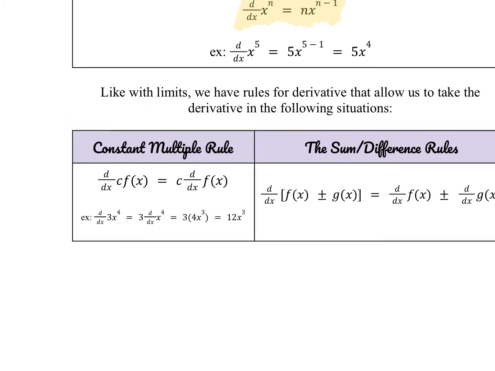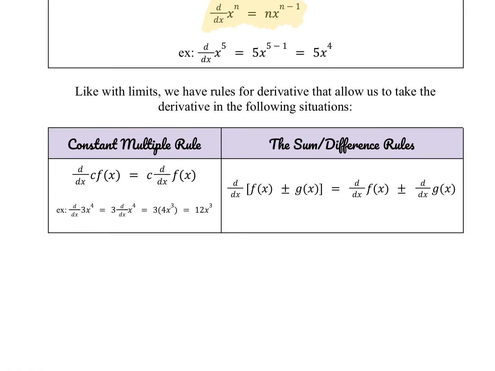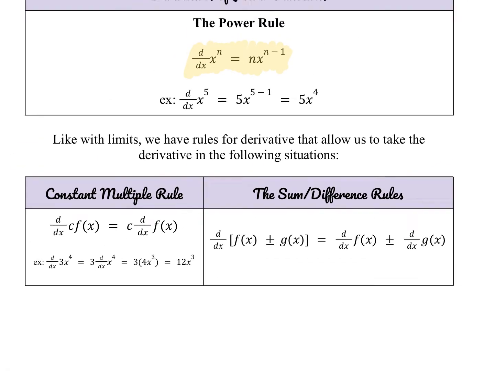So that's our constant multiple rule. We kind of use that a lot, really, without even really defining that we're using that rule. It'll kind of just become second nature to you.